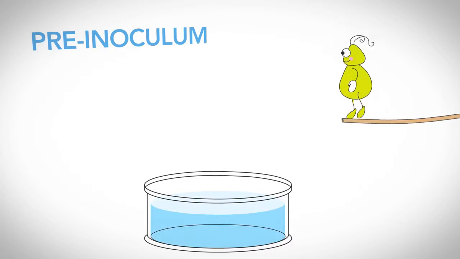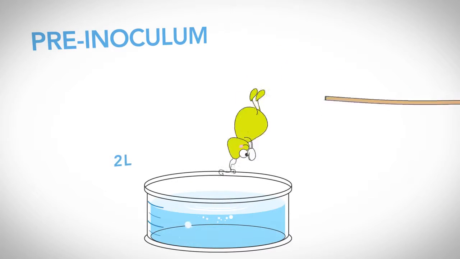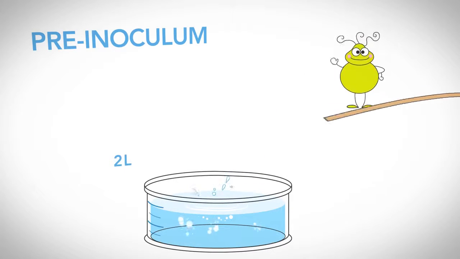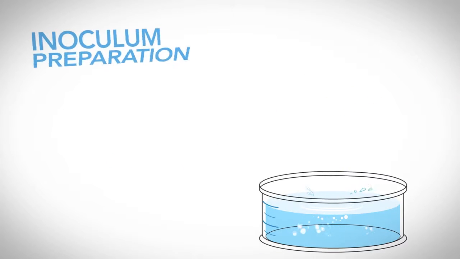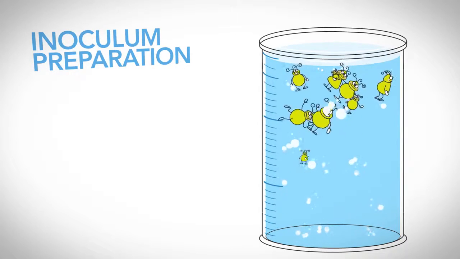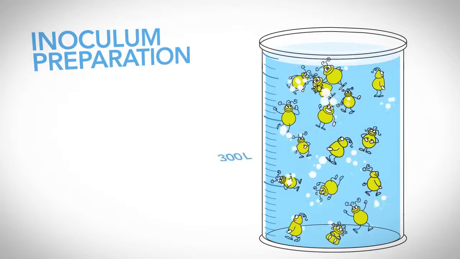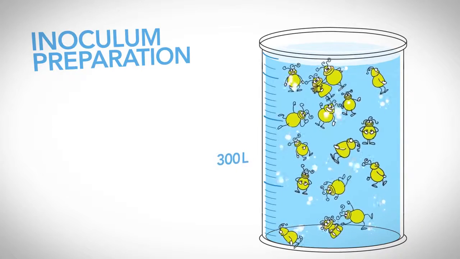Pre-inoculum. The pre-inoculum is then placed in a 2-liter vessel for transfer to the fermentation area. Inoculum preparation. The bacterial cells of the pre-inoculum are further cultured in a 300-liter fermenter to obtain the inoculum.